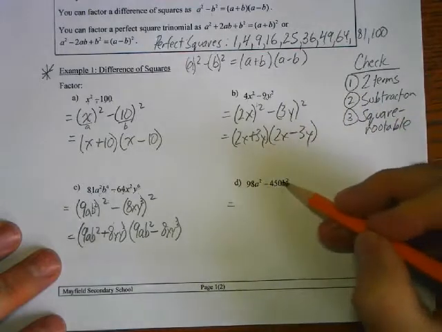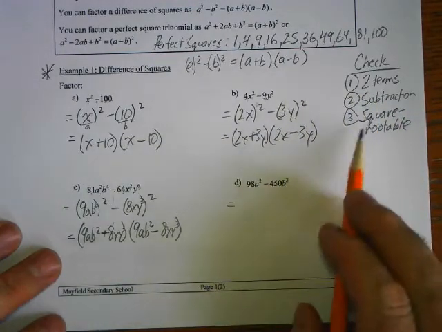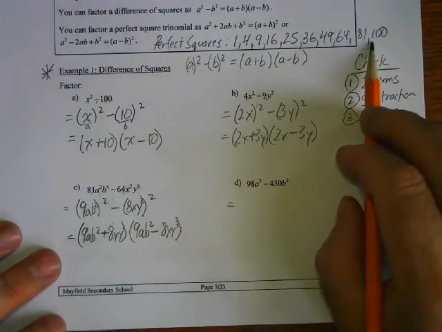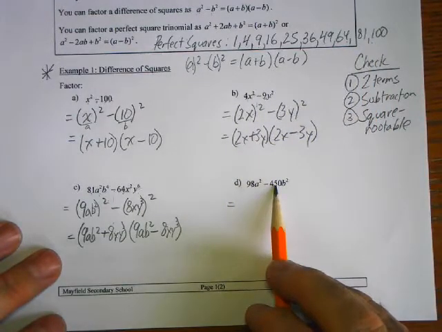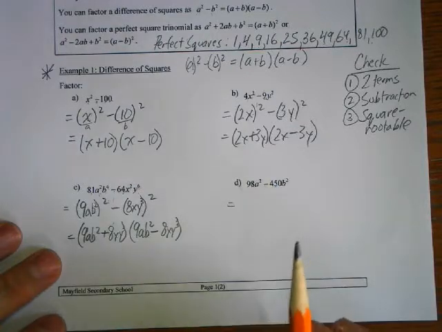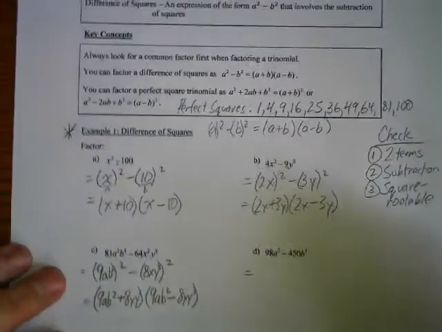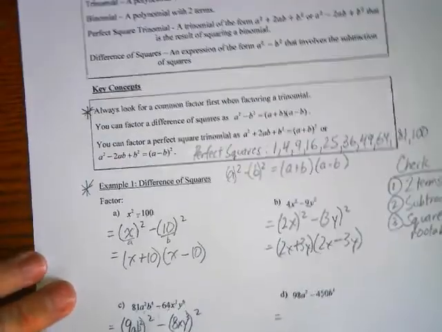So I've got two terms. I've got a subtraction sign. Check for square rootable. We've got a problem here because 98 isn't a perfect square. And 450, if you put that in your calculator, that's not a perfect square either. So what's happened here? Okay, this is where we go back to our first key note.